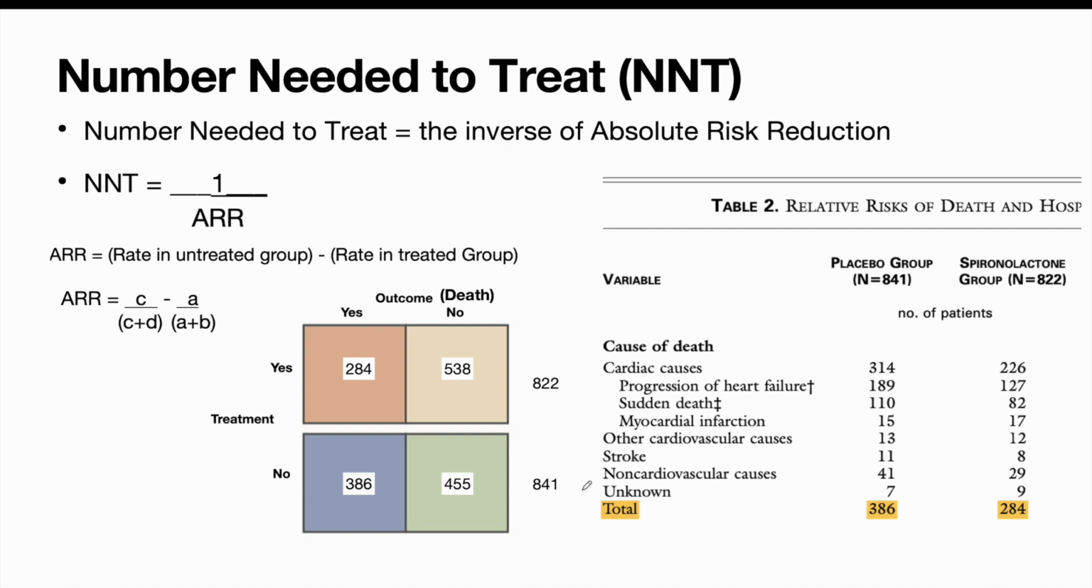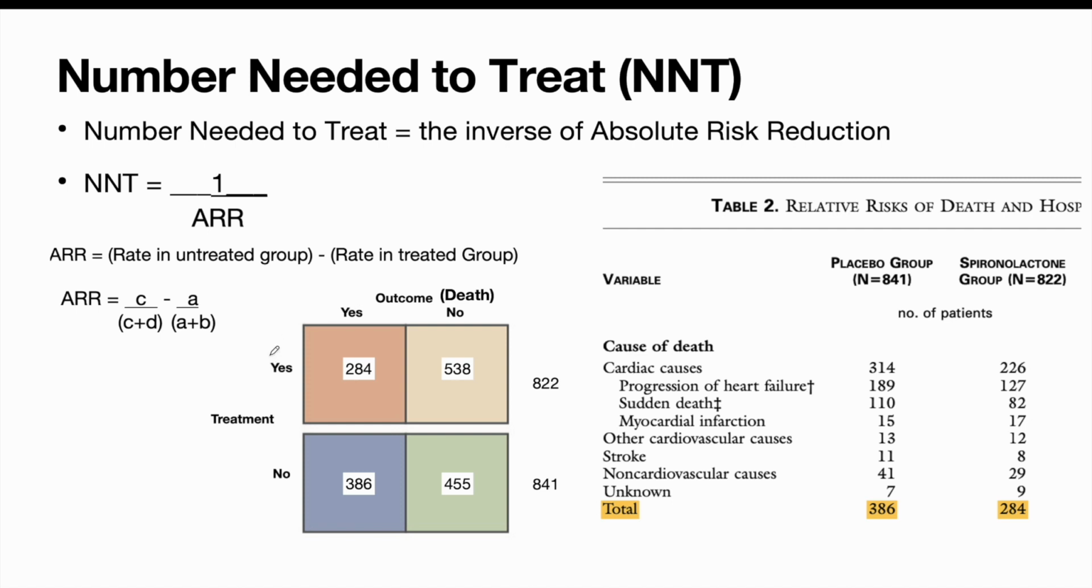So in our study, we are going to look at the total deaths in the different groups, and we are going to see what the number needed to treat is. Remember, number needed to treat is 1 over the absolute risk reduction, the rate in the untreated group minus the rate in the treated group. So let's look at our numbers here from table 2. Let's fill this out. Our outcome we're looking at is death.